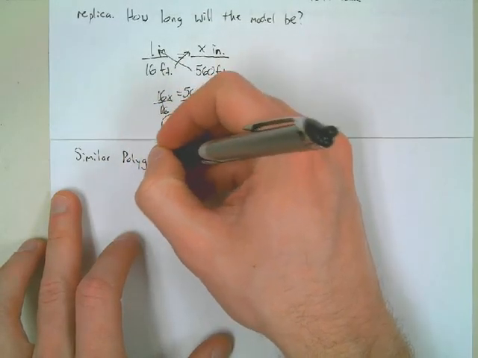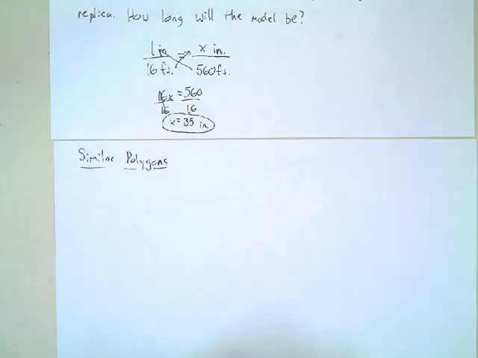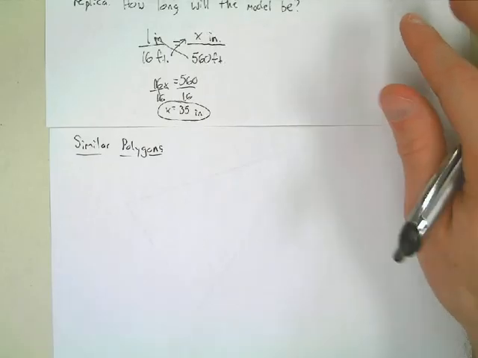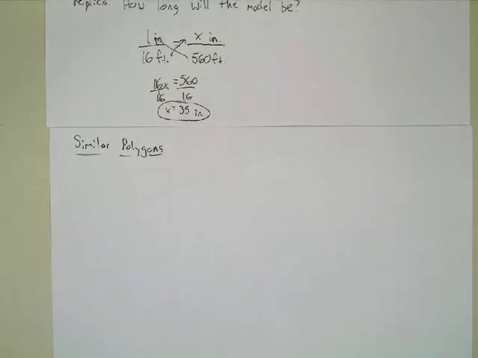Okay, similar polygons. So here's where some more of the geometry is going to come into play. A polygon, by the way, poly is the Greek prefix that just means many. Polygon means many sides. So poly means many, okay?